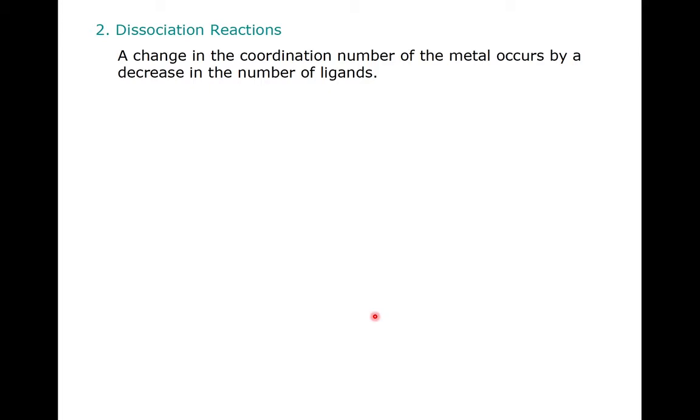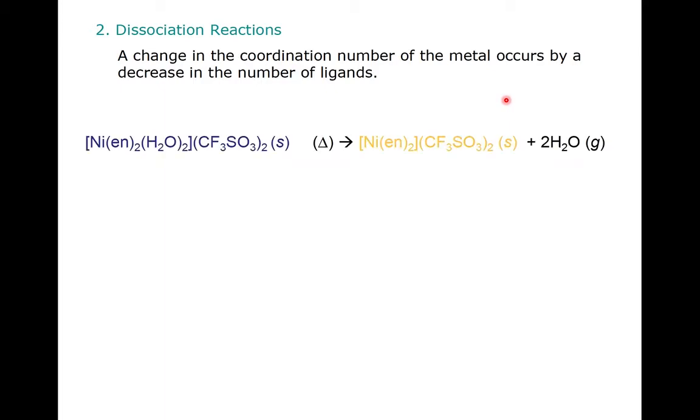Types 2 and 3 that we're going to talk about are the stranger type of reactions, and these are kind of odd to find. We have to search to find some of these. A change in the coordination number occurs by decrease in the number of ligands. And here's one of those.